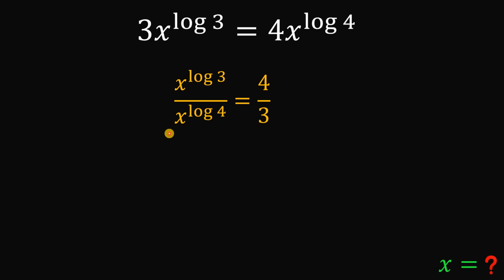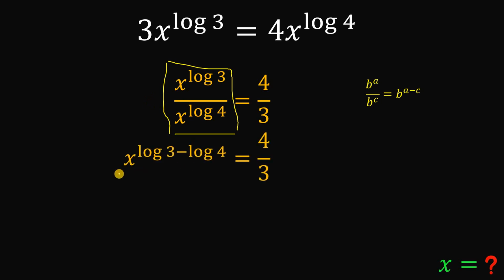And what we're going to do is to focus on the left-hand side of our equation. Because we have the same base, so what we're going to do is to use some laws of exponent. If we have b raised to the power of a over b raised to the power of c, we can rewrite this as b raised to the power of a minus c. So the left-hand side of our equation can be written as x raised to the power of logarithm of 3 minus logarithm of 4.